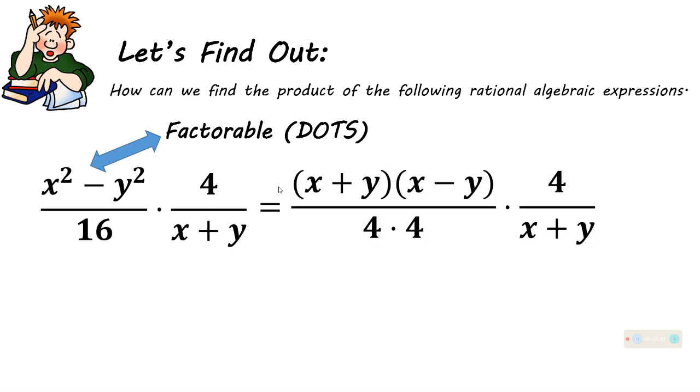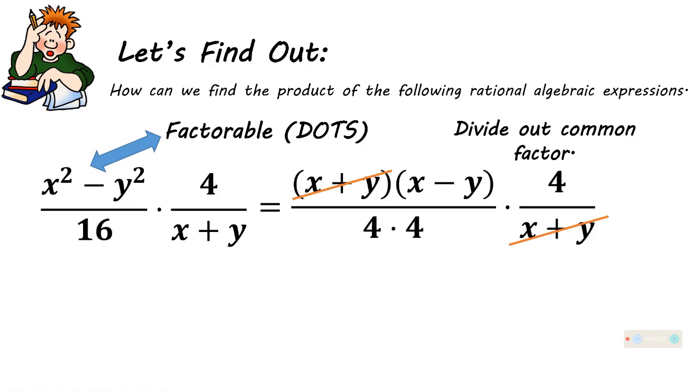So you may factor x squared minus y squared as x plus y times x minus y. Then, obviously, our 4 and our 16 here have a common factor, or you may also use factoring with the 16. So you may factor it out as 4 times 4, because 4 times 4 is 16. And since we already have 4 on the numerator, obviously 4 is the common factor.